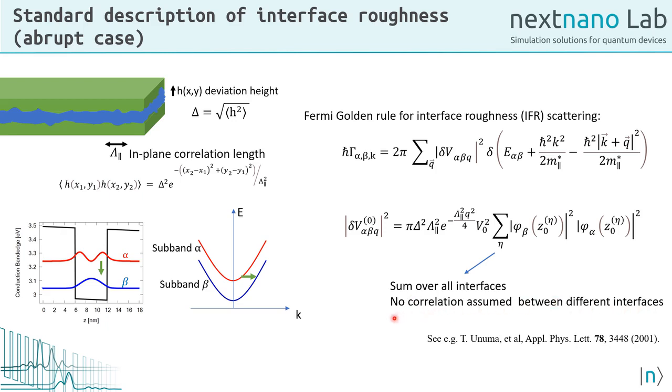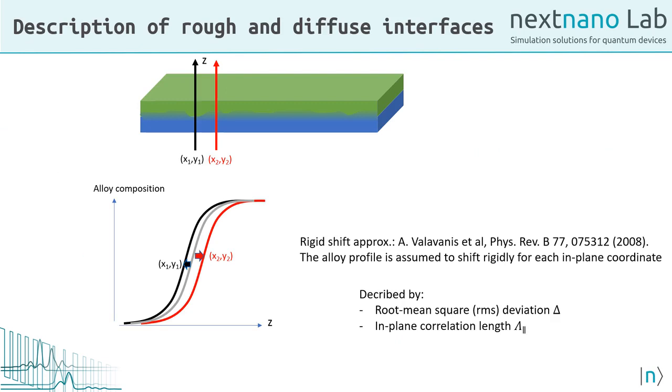And so because this is a standard approach which is found, for example, in this reference. So now I will introduce a more general model about interface. But first I want to introduce the model that was developed by Valavanis and co-workers in this paper, where they assume that the log profile was the same everywhere. It was just that it was shifted.